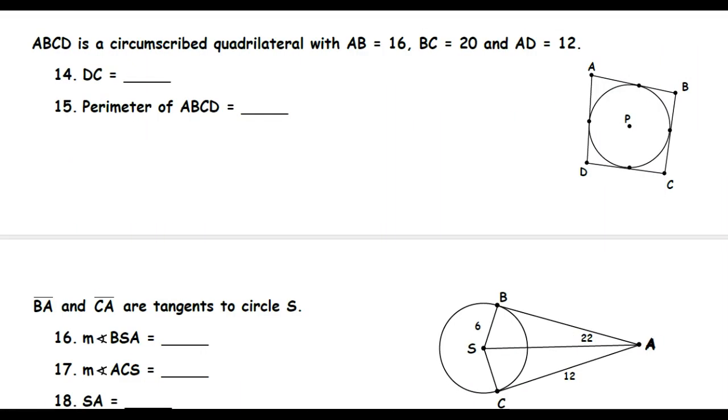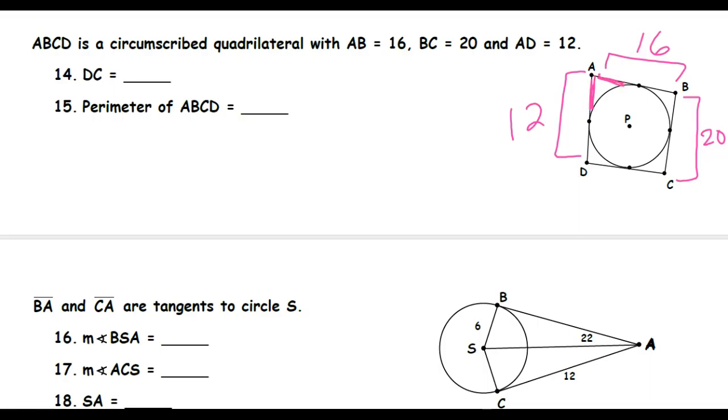Number 14, ABCD is a circumscribed quadrilateral with AB is 16, BC is 20, and AD is 12. It's not very often that you get to be creative in math, but this is a problem when you get to be creative. Everyone in the room could start this problem a different way, and we will all end up with the same answer. The reason I'm saying that is because we do not know any of these segments.